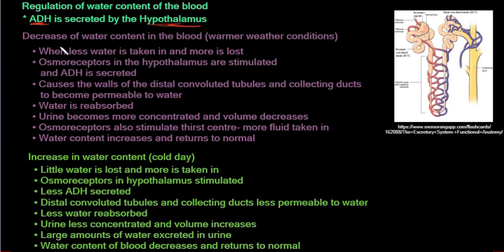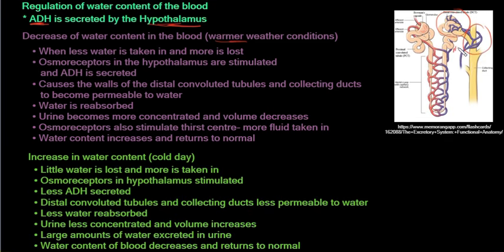So just so you know the difference there. Now, let's look at it. When there's a decrease of water content in the blood, so when there's warmer weather conditions, so you are sweating a lot, you might not have enough water, you're stuck in the desert somewhere, then this will be triggered. So when less water is taken in and more is lost, the osmoreceptors in the hypothalamus are stimulated and ADH is secreted. So this causes the walls of the distal convoluted tubules and the collecting ducts to become permeable to water. So the distal convoluted tubule, this one over there, and then the collecting ducts will start over there.